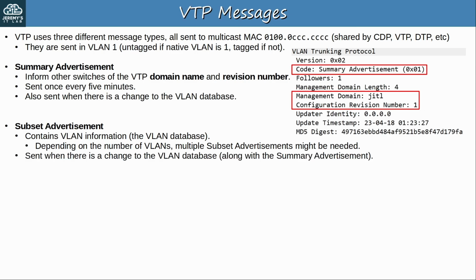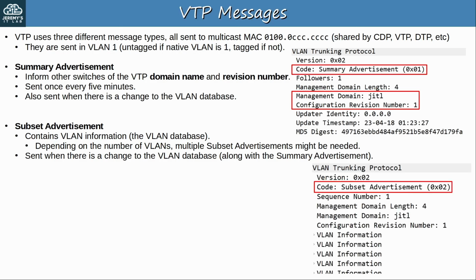These messages are sent when there is a change to the VLAN database, along with the summary advertisement mentioned above. Here's a subset advertisement message, indicated with code 2. Notice there is a list of VLAN information fields in the message. Each of these contains information about an individual VLAN. There is another situation in which both summary and subset advertisement messages are sent, and that is in response to the next type of message, advertisement request.